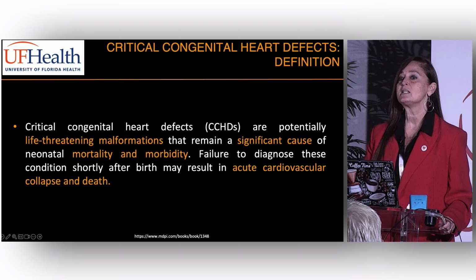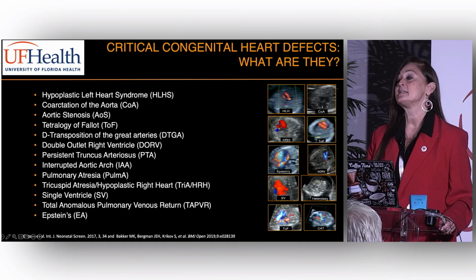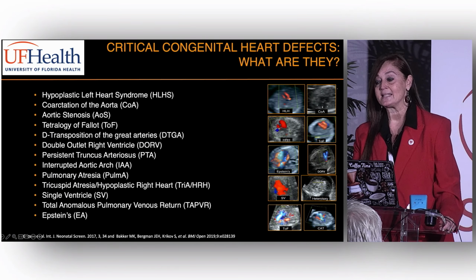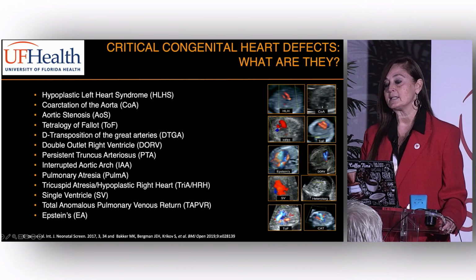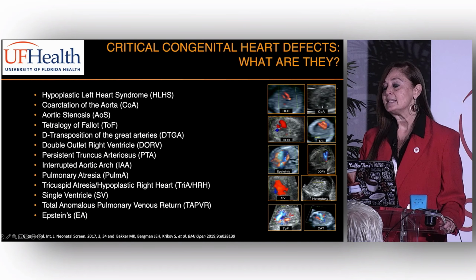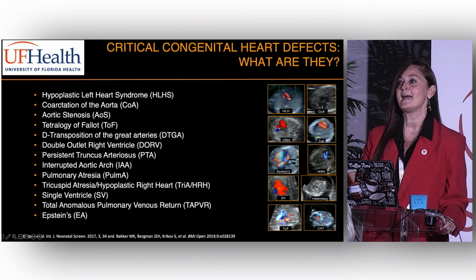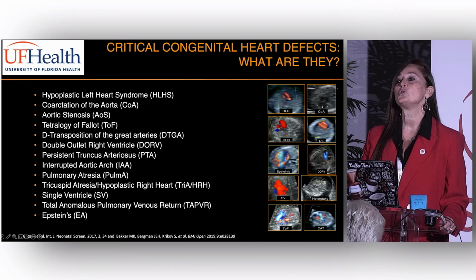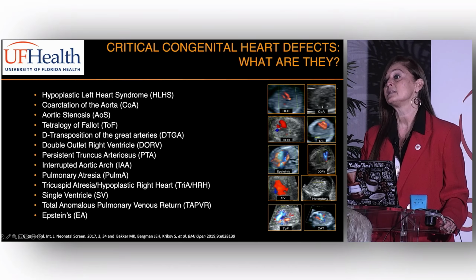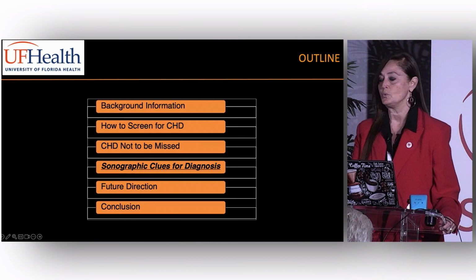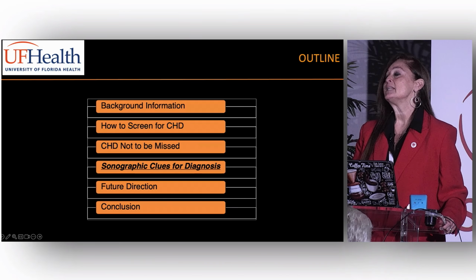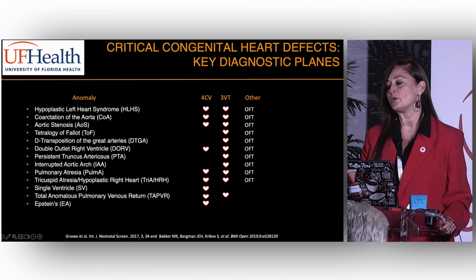These are specific lesions that are well established, and here is a list of them. It is the hypoplastic left, coarctation, aortic stenosis, tetralogy of Fallot, d-transposition, double outlet right ventricle, persistent truncus, interrupted aortic arch, pulmonary atresia, tricuspid atresia, single ventricle, TA-PVR, and Ebstein's. And again, there will be ample time to have in-depth reviews of all of these critical congenital heart defects in the coming 2 days. Now, with that in mind, what are some of the sonographic clues for diagnosis?